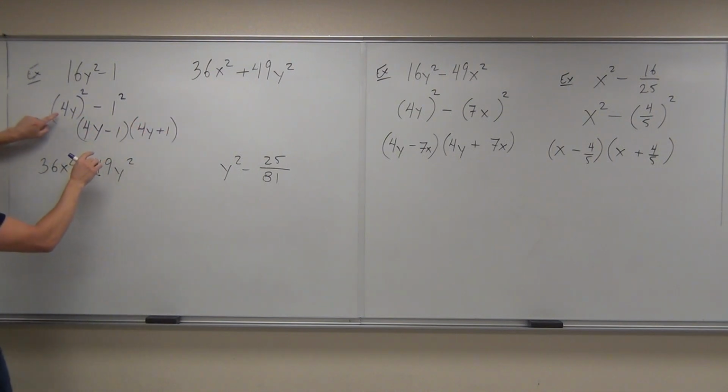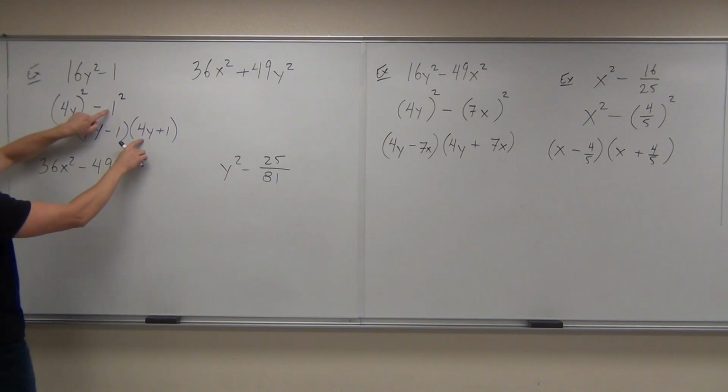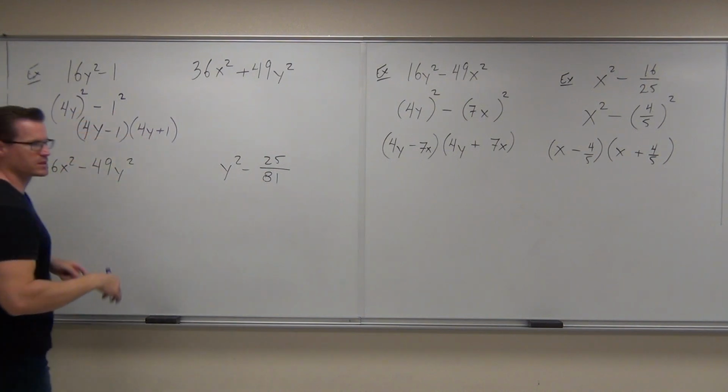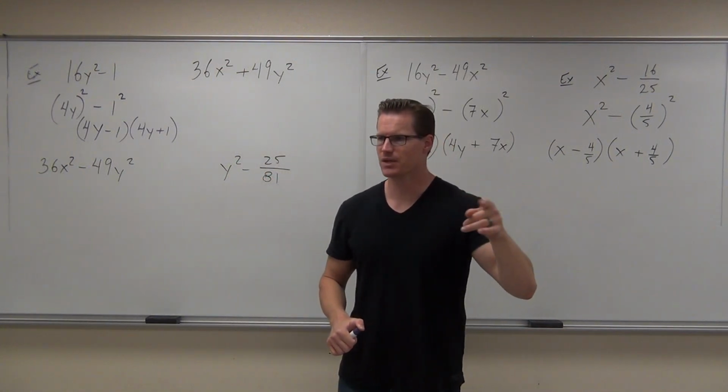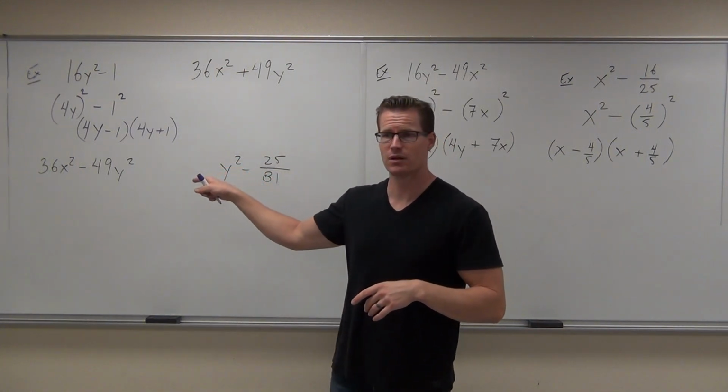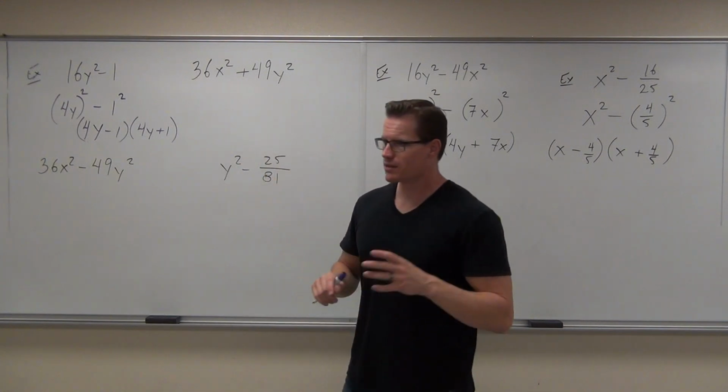We have the same first term twice, the same second term twice, different signs between them, and we know that we're right. You should double check it just to make sure you can distribute it, make sure that you're right. But did you get that first one? Mm-hmm. Okay, second one. Should I do anything with that problem?